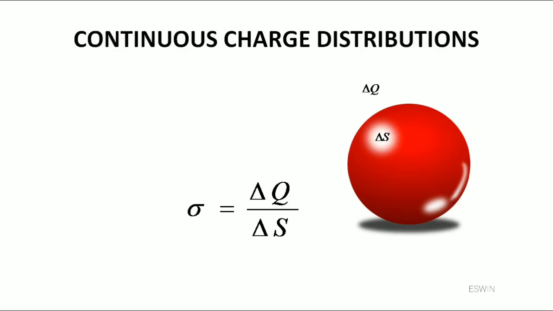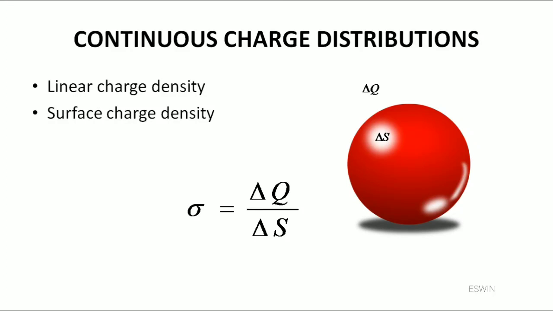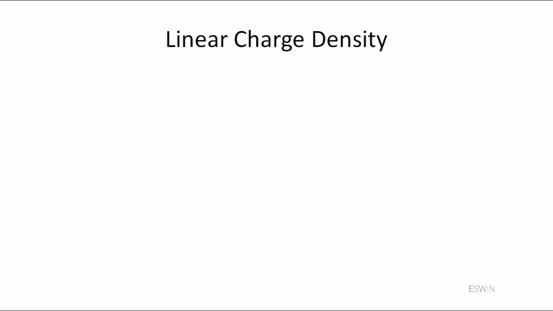We can compare this to the density of a liquid. When we refer to the density of a liquid, we are referring to its macroscopic density. We are treating it as a continuous fluid and we ignore the molecular level discreteness that it has. So basically there are three types of charge densities: linear charge density, surface charge density and volume charge density.